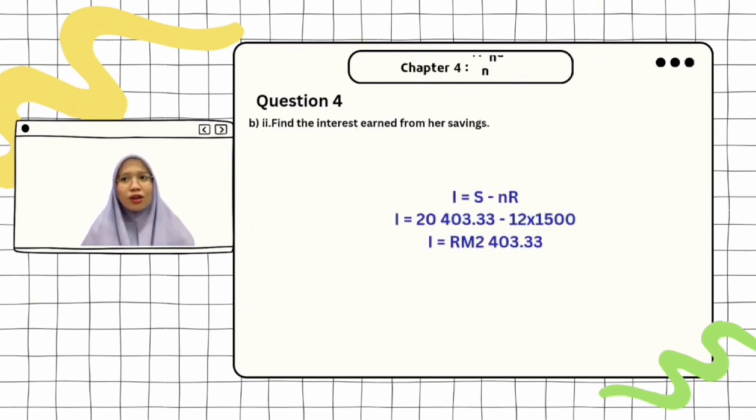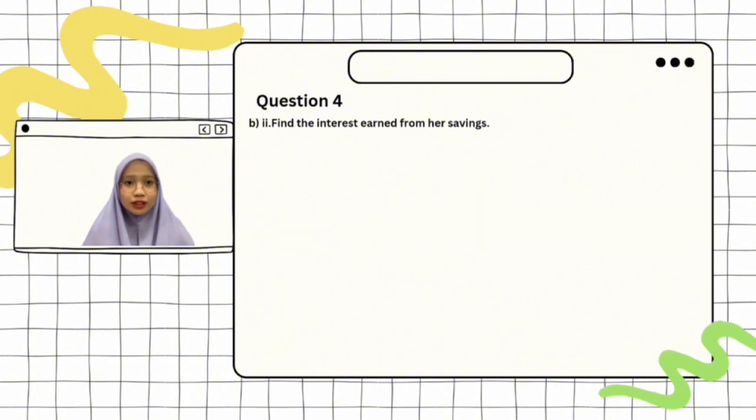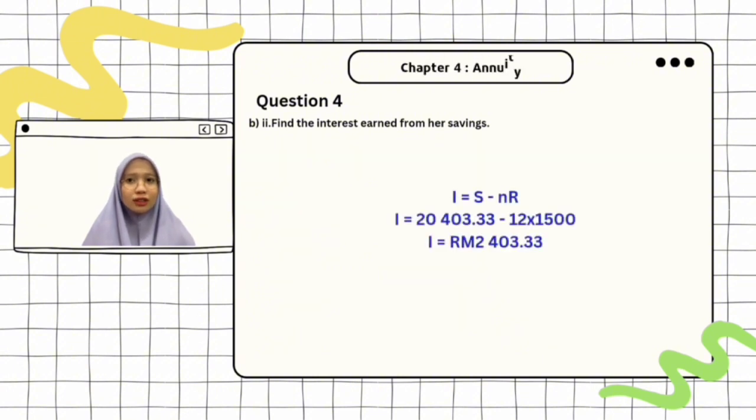Second question, find the interest earned from her savings. To find the interest amount, we use the formula I equal to S minus nR, which is I equal to 20,403 ringgit 33 cents, the future value, minus n, which is 12, multiplied by 1,500 ringgit, which is R. So the interest amount is 2,403 ringgit 33 cents.